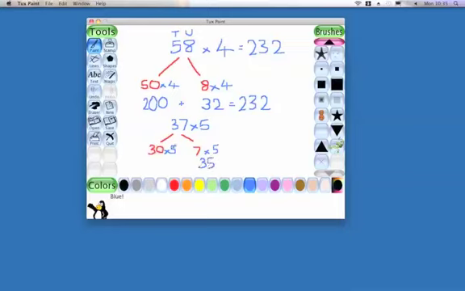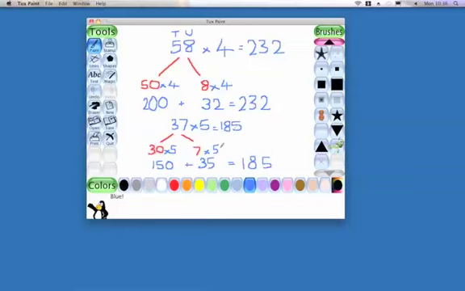And when we do 30 times 5, what we can say is we can take this 0 off, block it off, and just say 3 times 5 is 15. And then put that 0 back on. Now if we add those two together, our answer is 185. So the original sum was 37 times 5, and using partitioning, breaking it into parts, we've managed to work out that the answer is 185.